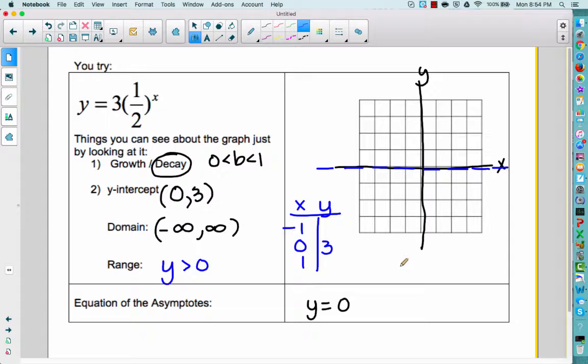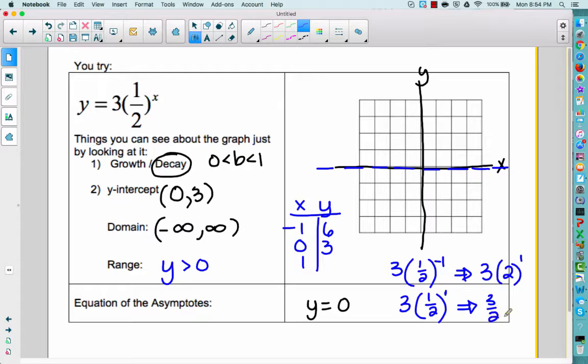All right, so if I plug in negative 1, I get 3 times 1/2 to the negative 1. Okay, so a fraction to a negative exponent means we flip it and make it positive. So it becomes 3 times 2 to the 1, which gives me 6. Then I do 3 times 1/2 to the 1 power, which gives me, similar to that last one, 3/2, so 1.5. All right, so I'm going to plot those points.